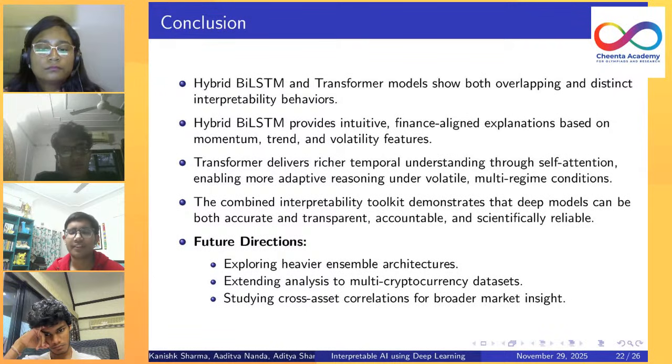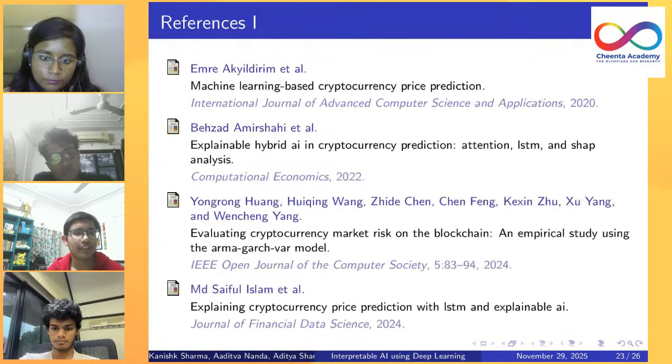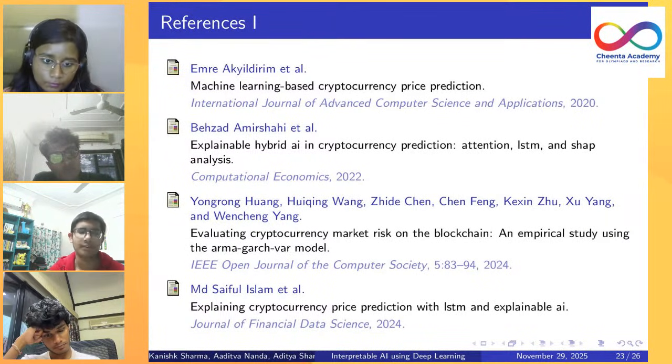They can also expand to multi-cryptocurrency datasets, like including other cryptocurrencies like Ethereum or Litecoin, for example. And they can also study cross-asset correlations to extend the interpretability further to broader financial systems. Next slide. So that is our main paper, and these are the references we have used throughout the paper.